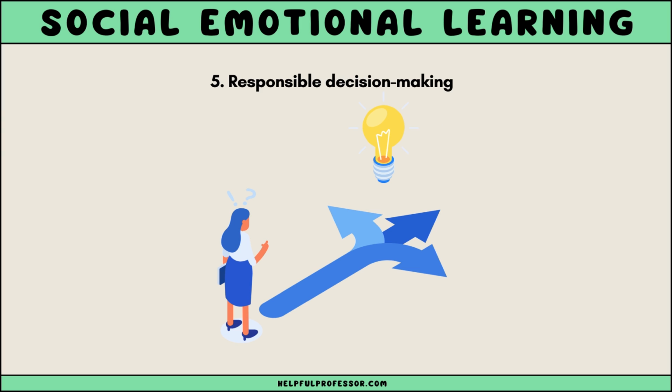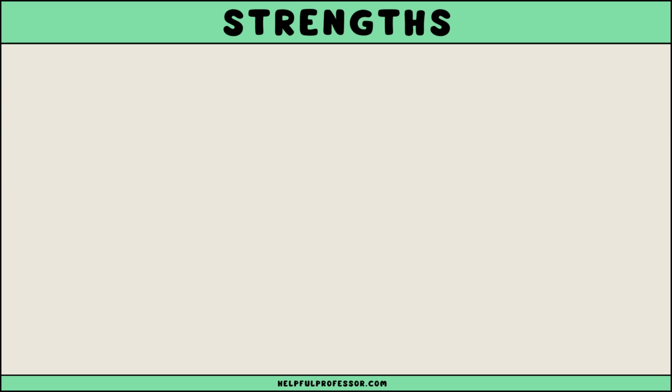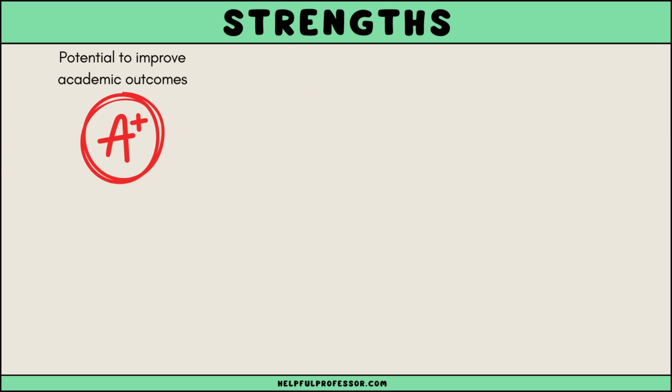The fifth and final component is responsible decision-making, which encompasses the ability to make constructive and ethical choices about personal behavior and social interactions based on consideration of ethical standards, safety concerns, social norms, and the likely consequences of various actions. One of the key strengths of SEL is its potential to improve academic outcomes.